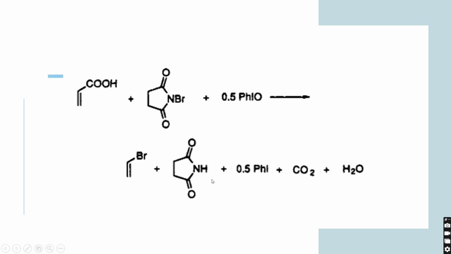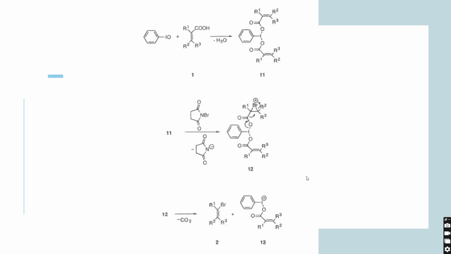And you get non-toxic byproducts in the course of the reaction. The reaction mechanism is very interesting; that is why I have included this example here. See what happens when the iodine reagent is added to the vinyl carboxylic acid. You can see the formation of this kind of intermediate product where two carboxylic acid moieties are attacking at the iodine center.